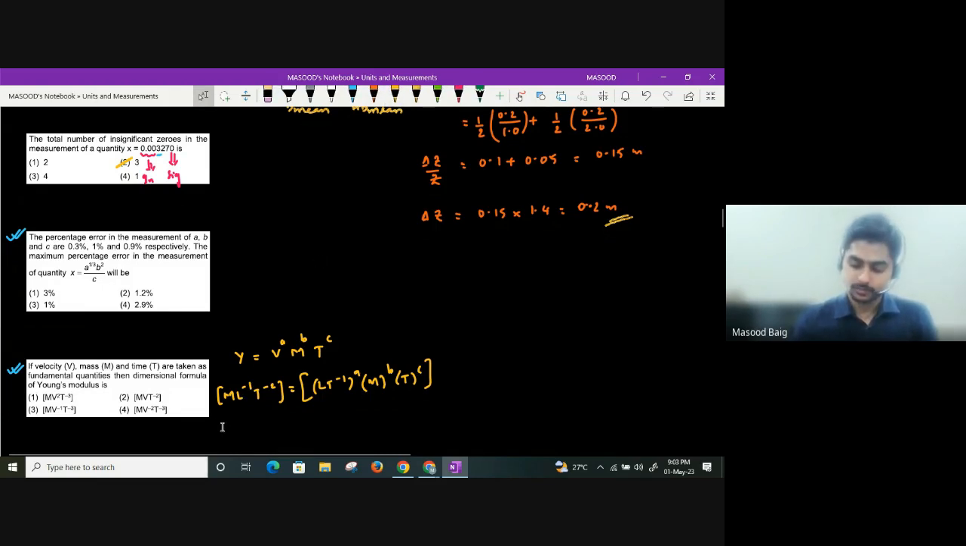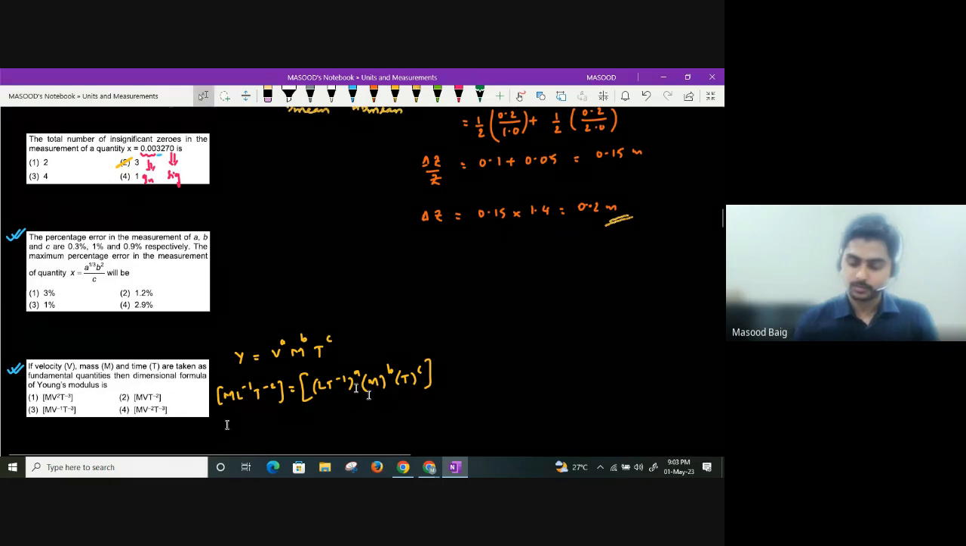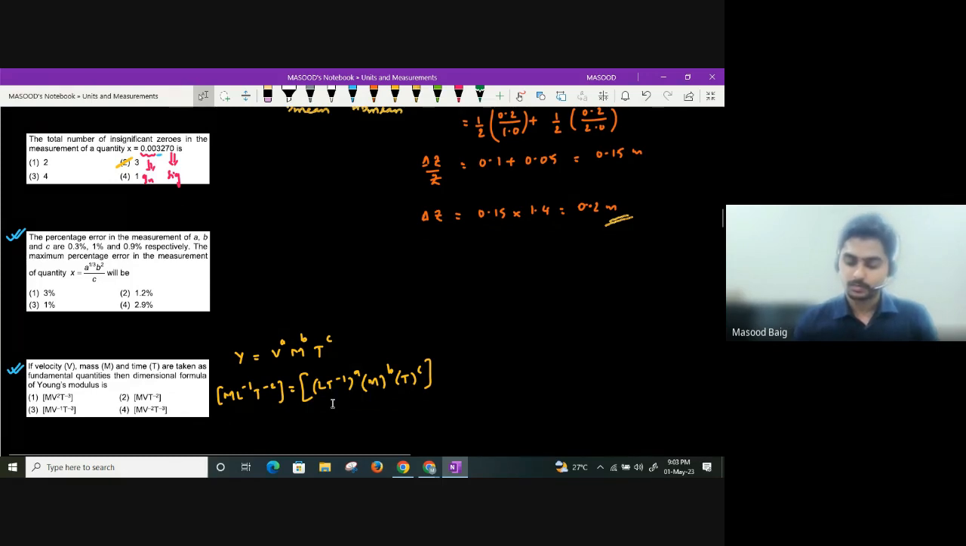So what can we write from this situation? I can write M^B L^A. I think you can find out the situation. Here we have M L^-1 T^-2. And on the right hand side, what can I write? I can write it as M^B L^A T^(-A+C).